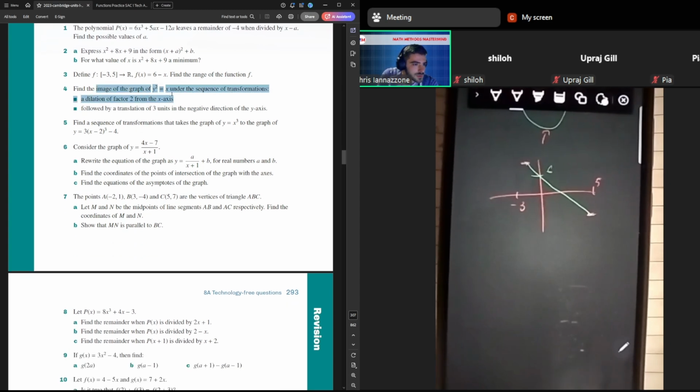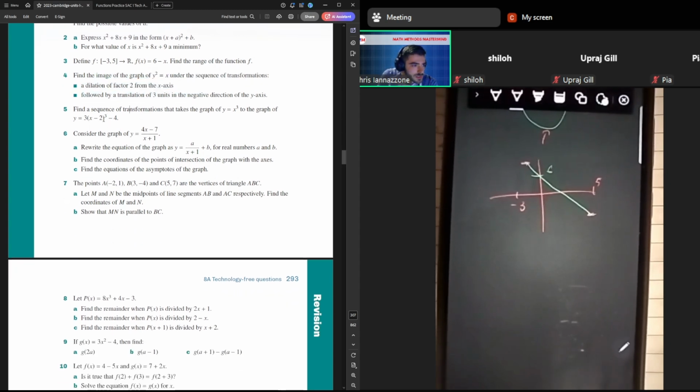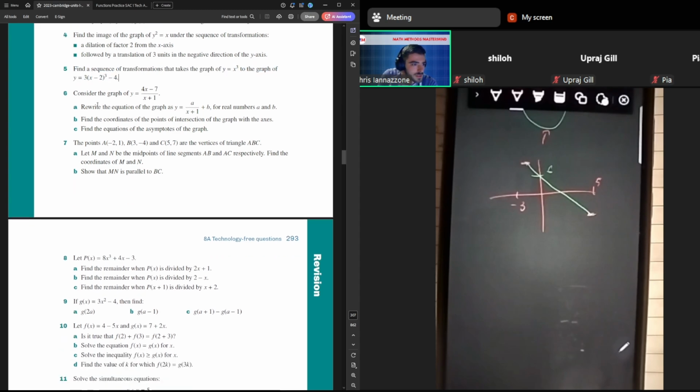Okay, question 4 is more transformations. We kind of already did that. Question 5 is a little bit different transformations. I can look at that if you want, so let me know if anyone wants to do question 5. Otherwise, I'm curious to see question 6. Yeah, okay, cool. Question 6 it is then.